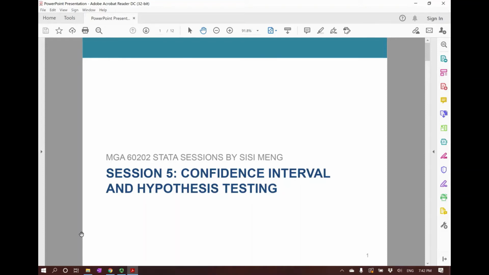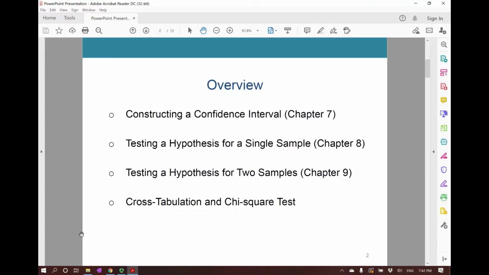Session 5, Confidence Intervals and Hypothesis Testing. In this session, I will be introducing the Stata command for constructing a confidence interval and testing a hypothesis for either a single sample or for two samples. I will also introduce more on the cross-tabulation, or the two-way table, and I would like to talk about a different type of hypothesis testing, the chi-square test, for analyzing categorical data.